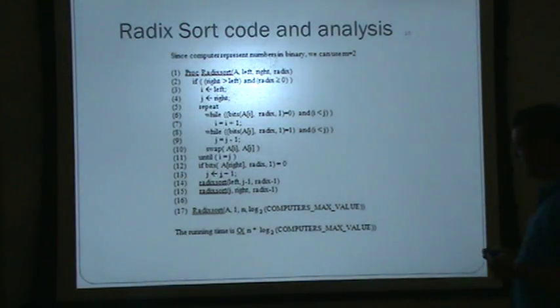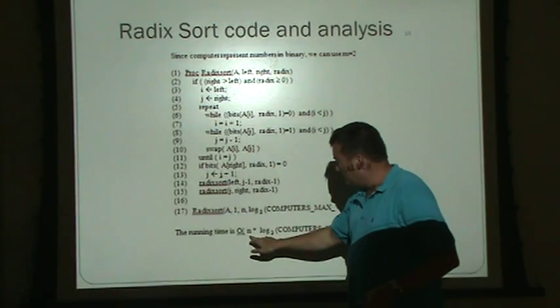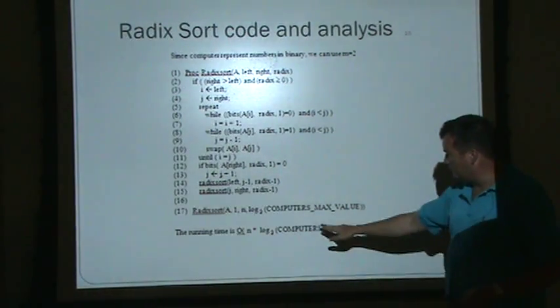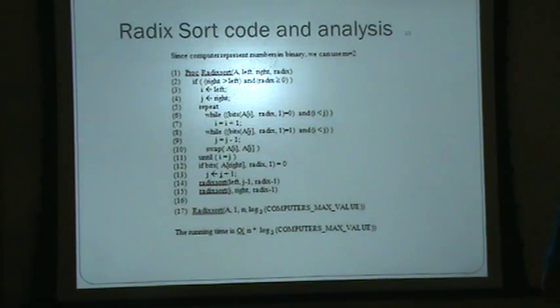And the running time of the algorithm would end up being n numbers times log base 2 of whatever the maximum value the computer could hold in bits. So that's really n times the number of bits that the computer can hold, because each pass is one of the bits.